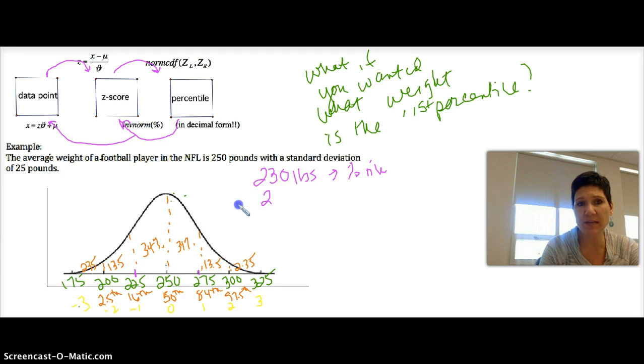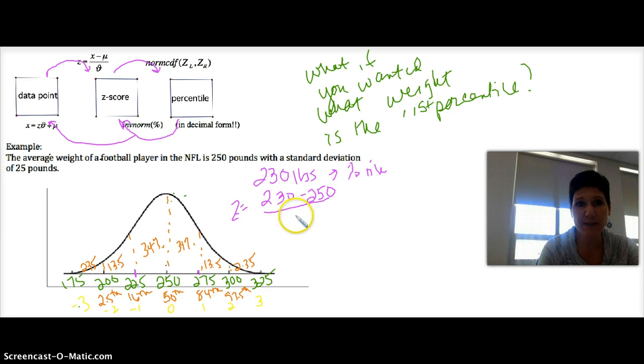So z would be equal to 230 minus 250 over 25. So this would give us a negative 20 upstairs. So this would be negative 20 over 25, which is negative 4/5. So my z-score is equal to negative 0.8.